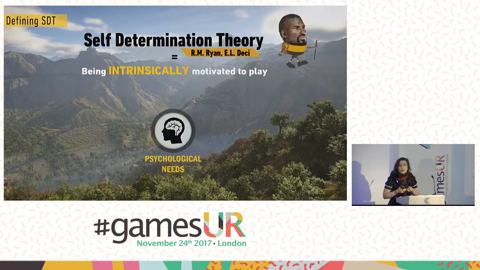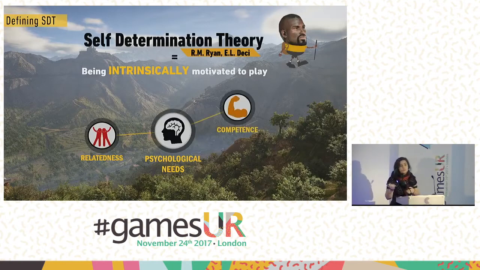This theory talks about psychological needs and how we can fulfill these needs of motivation. And the theory splits this in three parts. The first one is the need of relatedness. The second one is the need of competence. And the last is the need of autonomy. So, it could still be a bit obscure at this point, so let's take a look at each one individually.